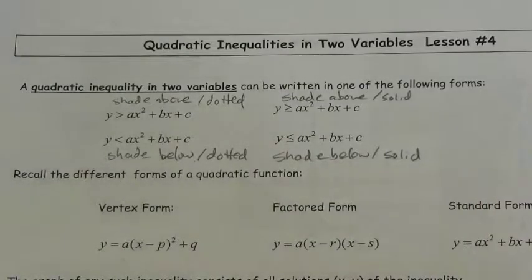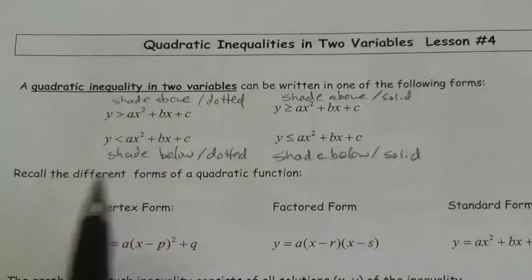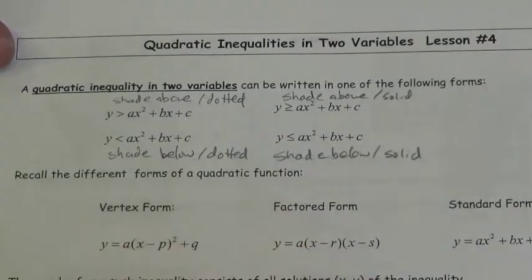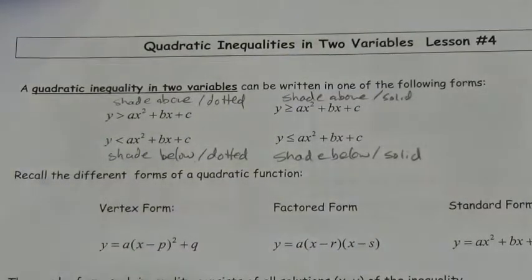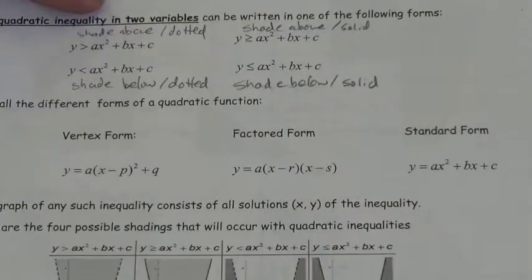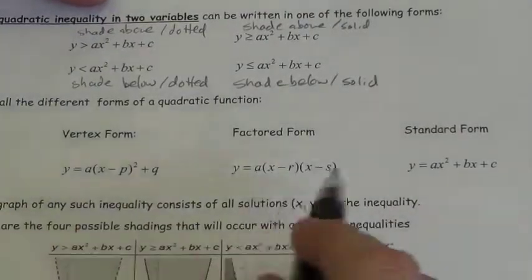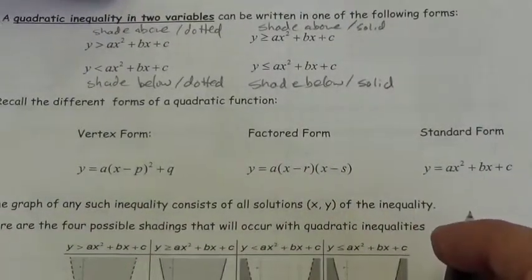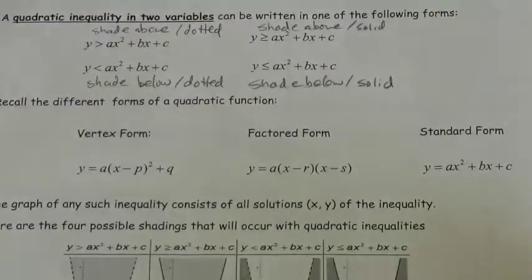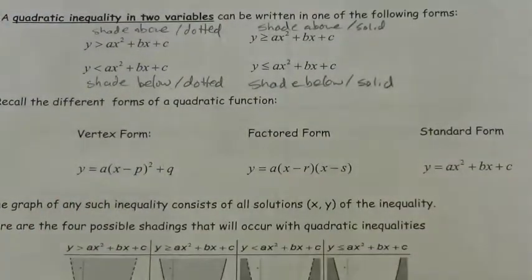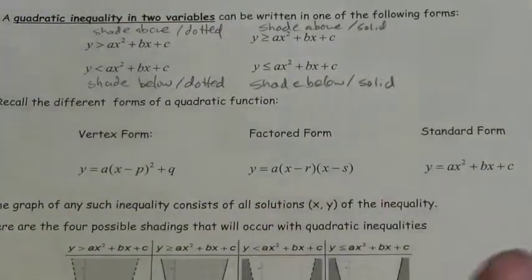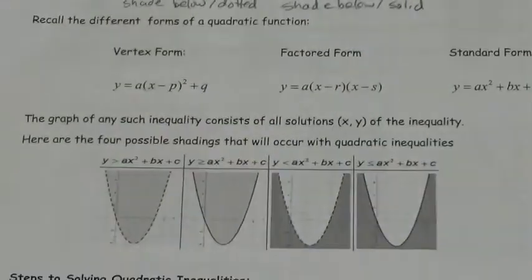Where the difference is going to pop up is in the shape, and there's going to be a tendency to want to interpret this a little bit differently, and I'm going to try to help you get through that. Now, there are three different forms of the quadratic that you need to pay attention to. There's the vertex form, factored form, and the standard form. And so these inequalities that we're going to come up with could be written in any of those three different ways. And your graphs are going to look something like this.